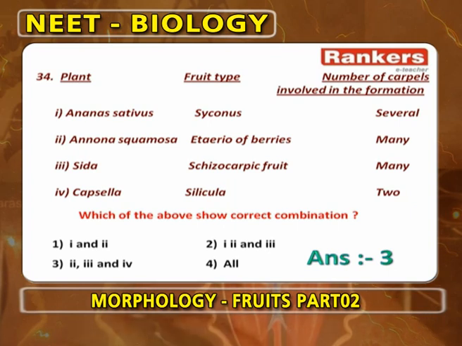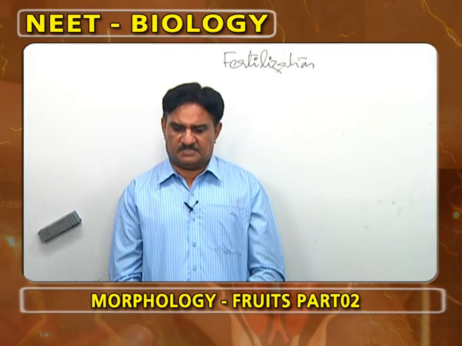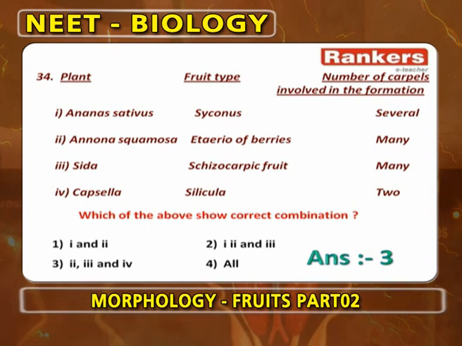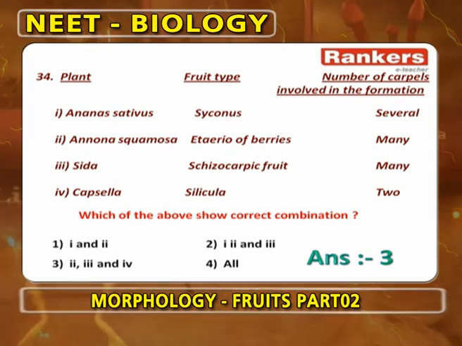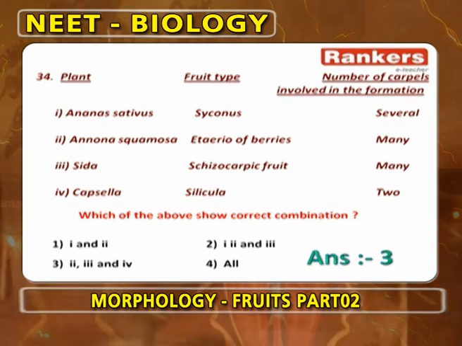First is wrong. Ananas sativus is not Syconus. Ananas sativus is a Sorosis. Ananas sativus is pineapple. Pineapple, the fruit is Sorosis, not a Syconus. Annona squamosa, etaerio of berries, multicarpellary correct. Sida cordifolia, schizocarpic fruit, multicarpellary correct. Capsella bursa-pastoris, silicula, bicarpellary correct.